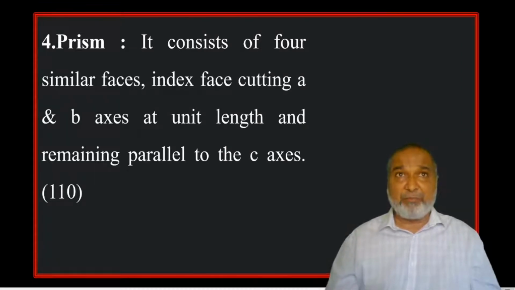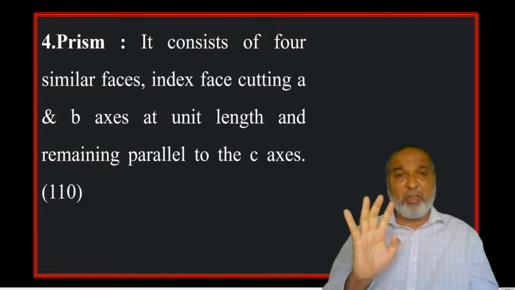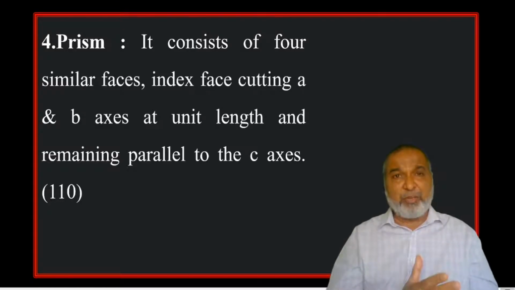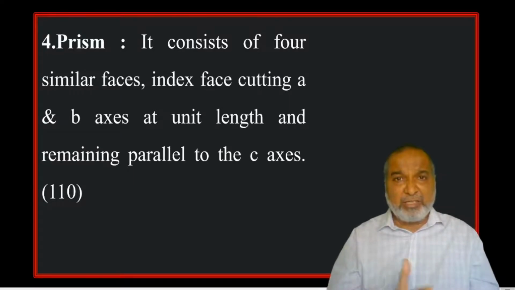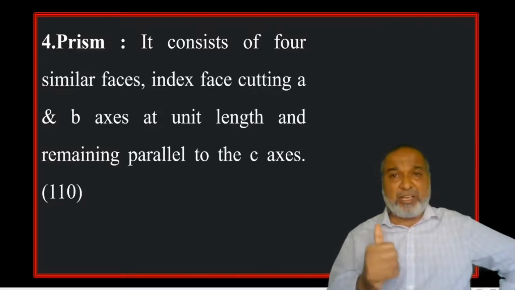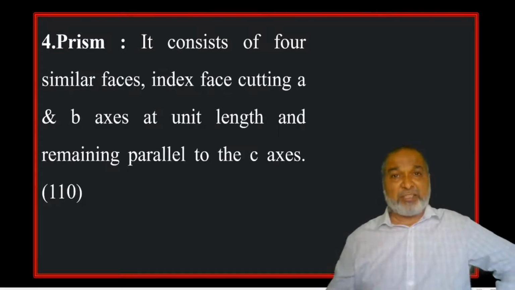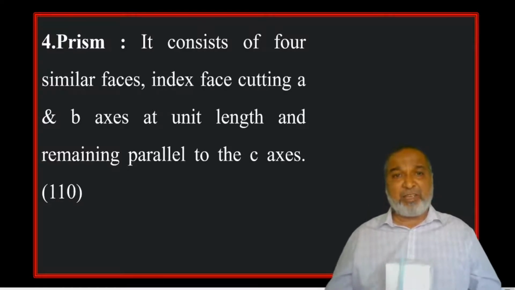Next one, prism. What is the normal definition? A prism consists of a set of four similar vertical faces, and the index face is going to cut A and B, remaining parallel to C. Remember, the definition remains the same everywhere, whether it is a monoclinic system, triclinic system, orthorhombic system, or a tetragonal system. It consists of four similar vertical faces. The index face cuts the A and B horizontal axes and remains parallel to C, because when we say vertical, then C remains parallel.